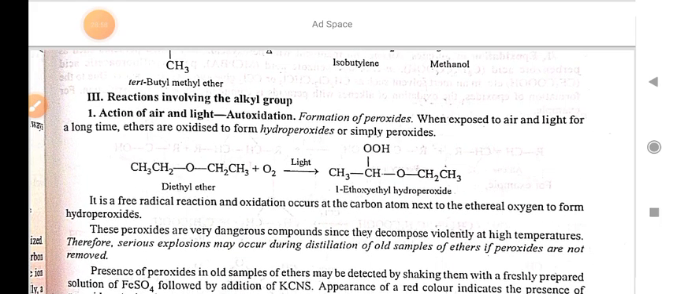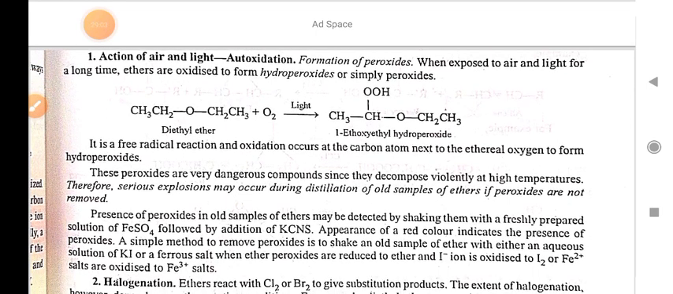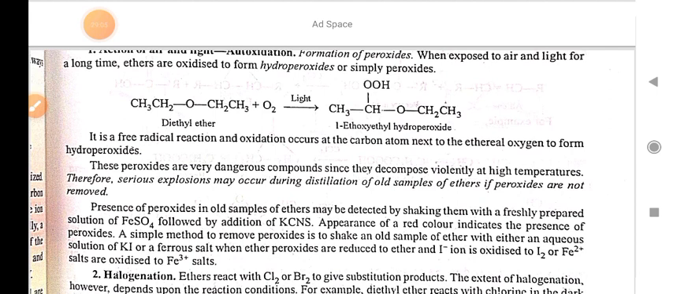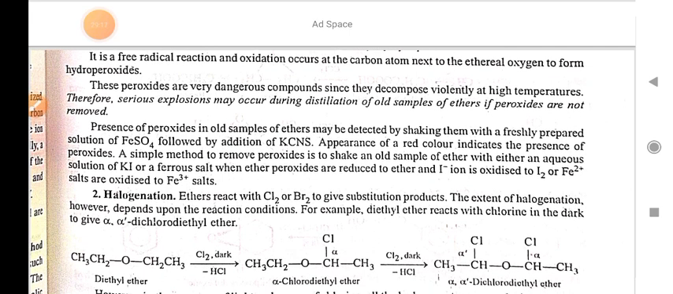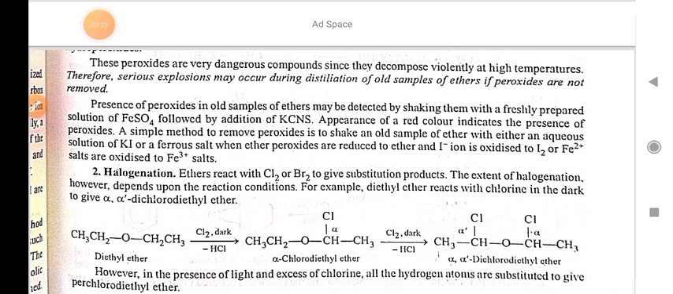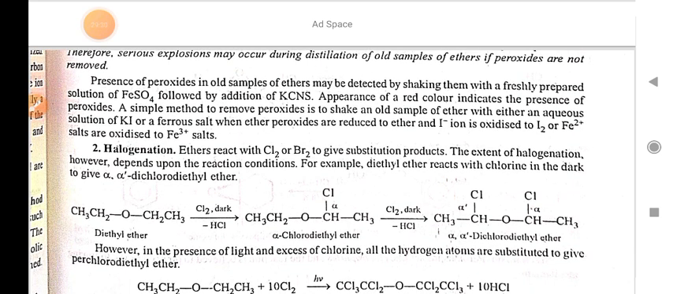Action of air and light, that is auto-oxidation, formation of peroxides. When exposed to air and light for a long time, ethers are oxidized to form hydroperoxides or simply peroxides. Diethyl ether plus oxygen gives 1-ethoxyethyl hydroperoxide. It is a free radical reaction, and oxidation occurs at the carbon atom next to the ethereal oxygen to form hydroperoxides. These peroxides are very dangerous compounds since they decompose violently at high temperatures. Therefore, serious explosions may occur during distillation of all samples of ether if peroxides are not removed.